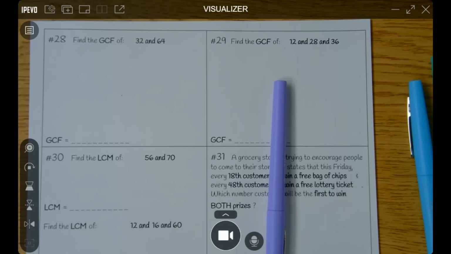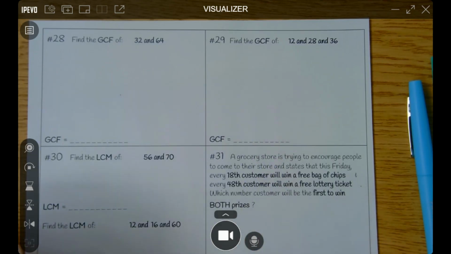Hello, my little mathematicians. Remember for the study guide, always try it yourself first, pause it, and then unpause it and come back and try to see how you did. Let's go ahead and see how you did on number 28. For the GCF, there's two ways you can do it, right?